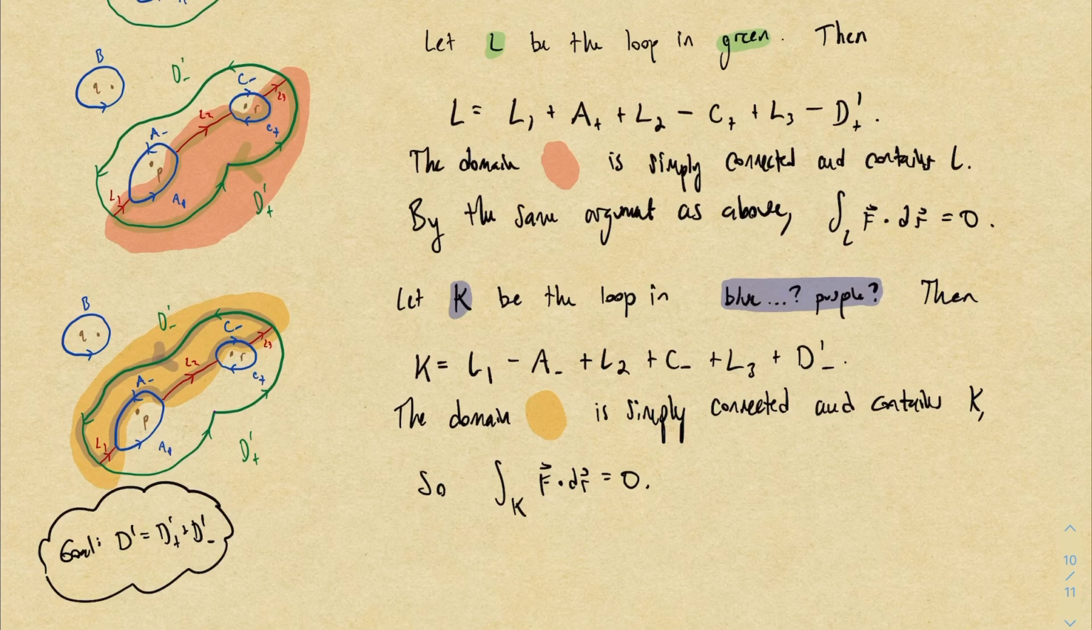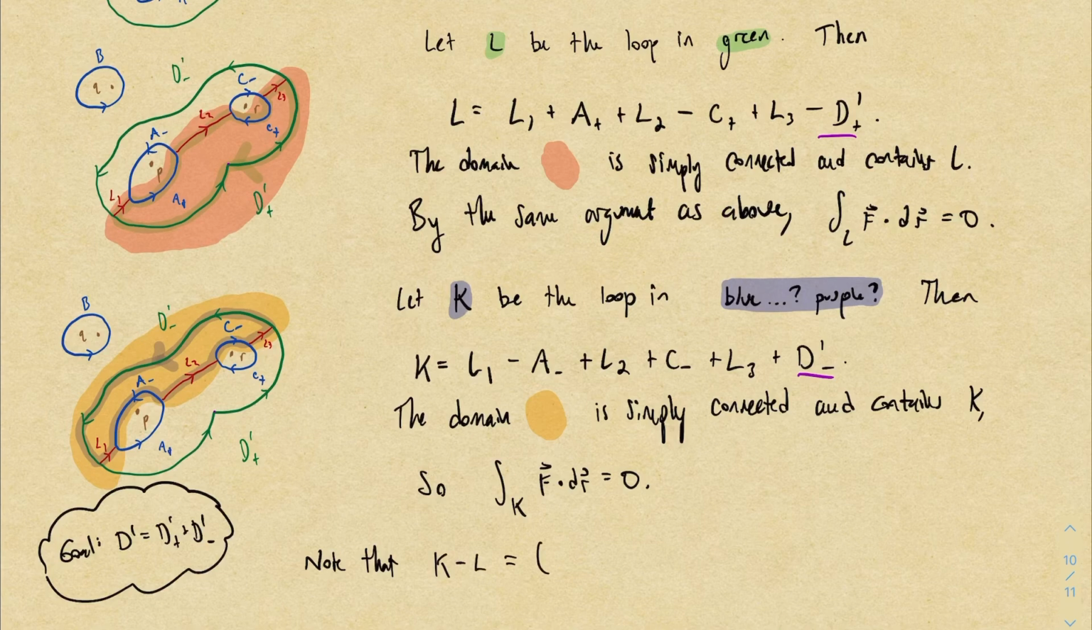So here's what we need to do. Look at the expressions for L and K. What kind of arithmetic operations could we do here to generate an expression that looks like D1 plus plus D1 minus? Well, L has a negative D1 plus, K has a D1 minus. So what if we consider the expression K minus L?